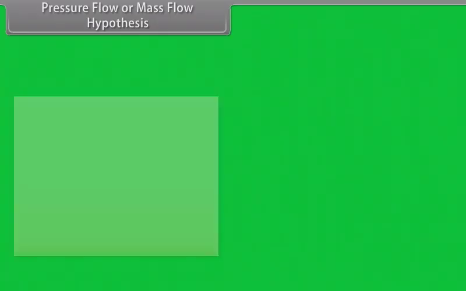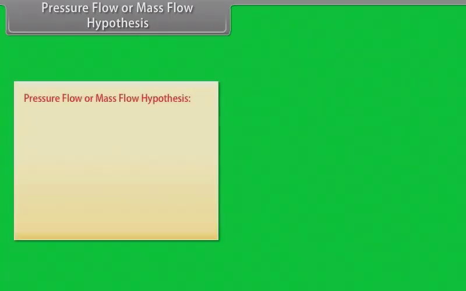Pressure flow or mass flow hypothesis. Pressure flow or mass flow hypothesis is the accepted mechanism used for the translocation of sugars from source to sink.